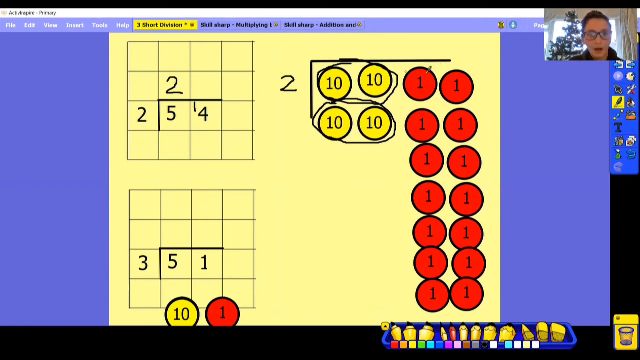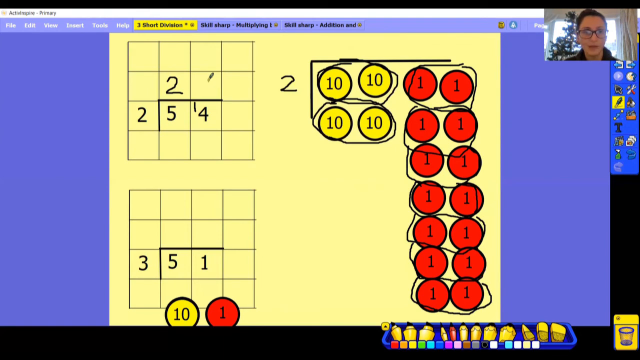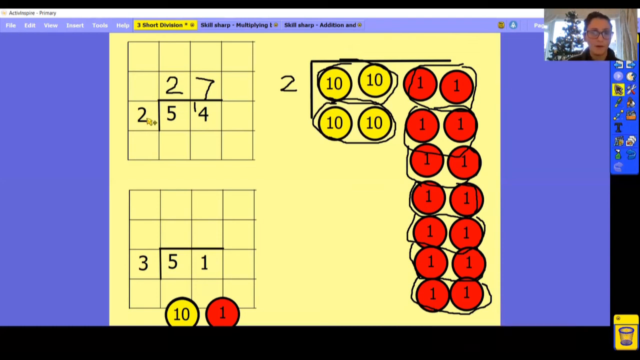So, we'll see how many 14 divided by 2 is. Now, you might know that in your head if you know your 2 times table really well. But I'm going to show you on here. So, we've got 1, 2, 3, 4, 5, 6, 7. So we know that 14 divided by 2 equals 7. So 54 divided by 2 equals 27. So well done if you managed to get that.